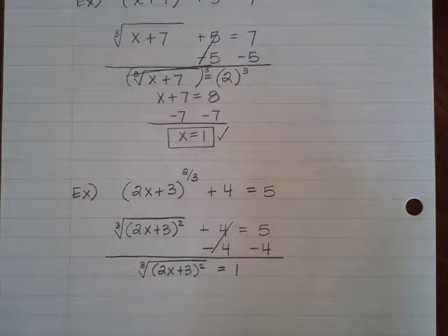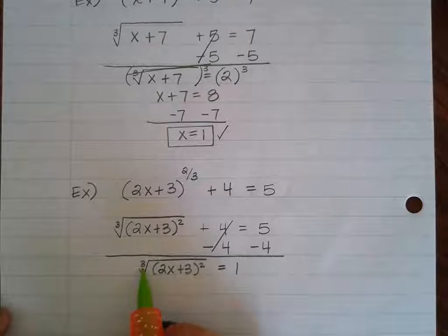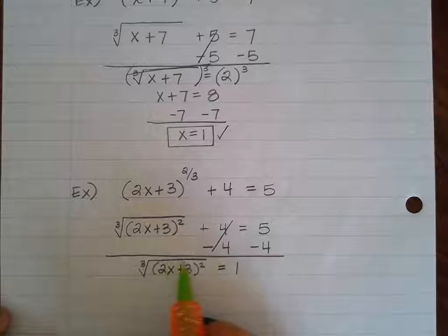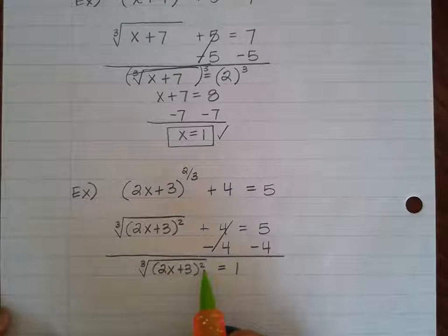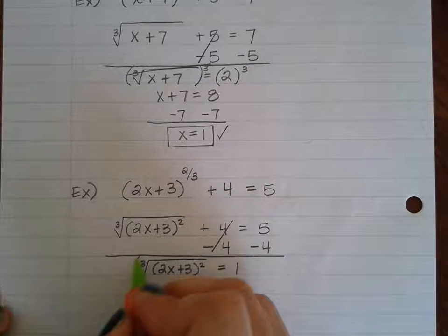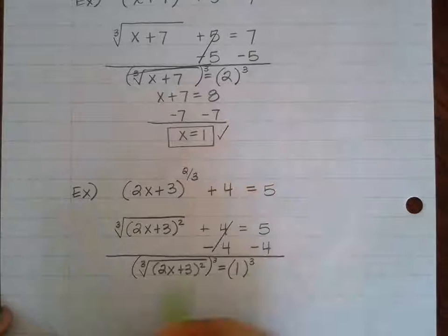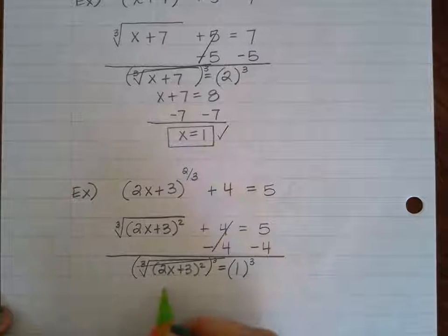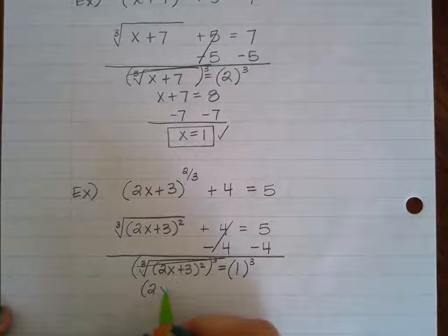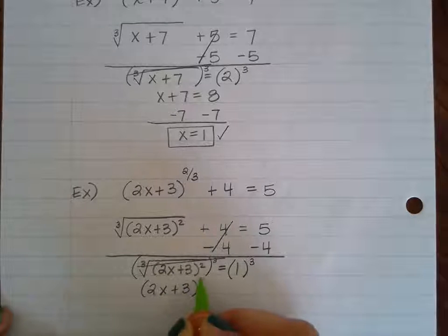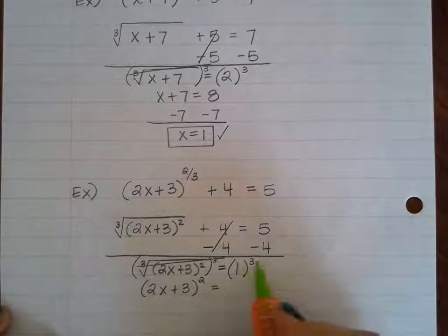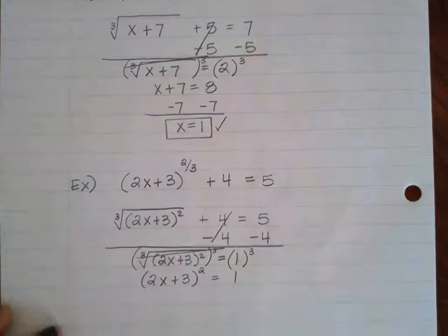Now, we want to get rid of the cube root first. This is on the outside, so we deal with this first, then we'll deal with this part. So we're going to raise both sides to the 3rd power. That's going to go away. You're going to be left with 2x plus 3 squared equals 1 cubed, which is 1.